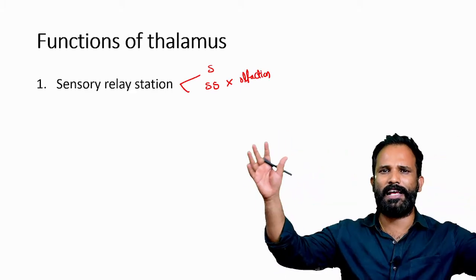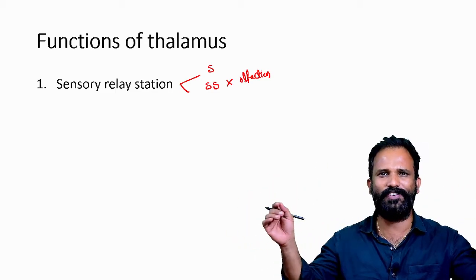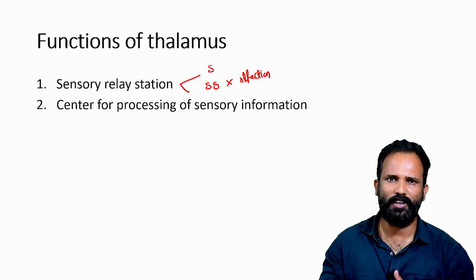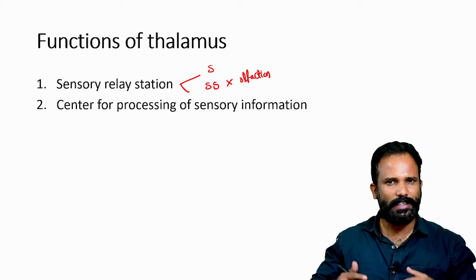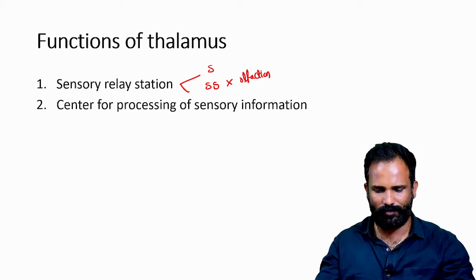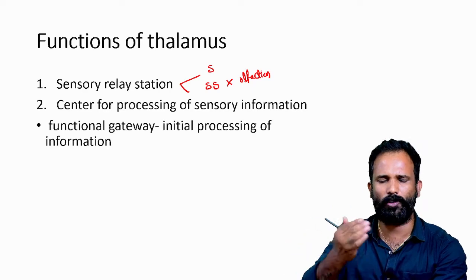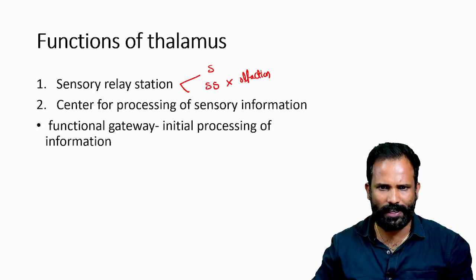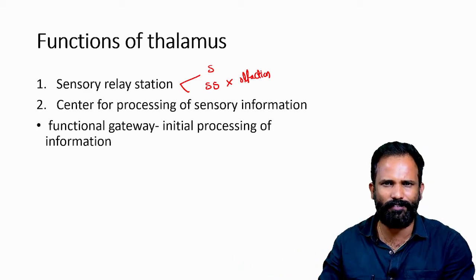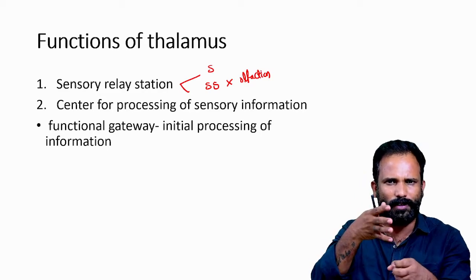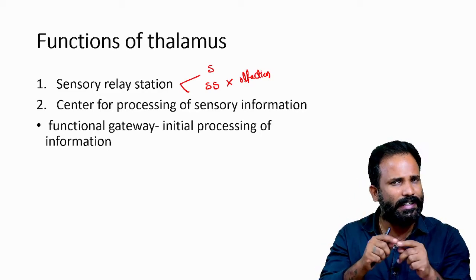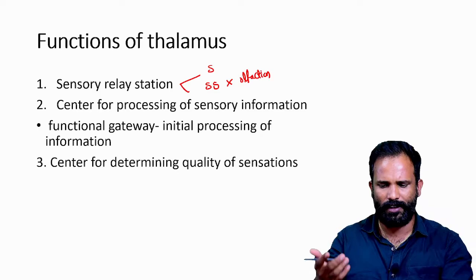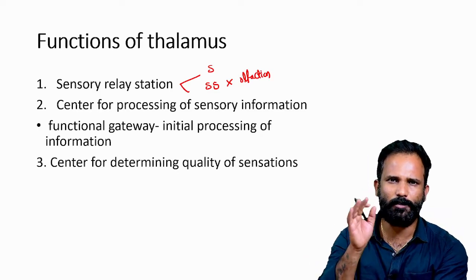From there it is relayed to the specific sensory areas in the cortex, and it is the center for processing of sensory information. So even before going to the cortex, thalamus can process the sensory information. How does it process? Let us think that spinothalamic tract is carrying pain, temperature, crude touch, fine touch, and everything is coming through a single dorsal column. From there, it can sort it out and send it to the specific cortex. So initial processing occurs.